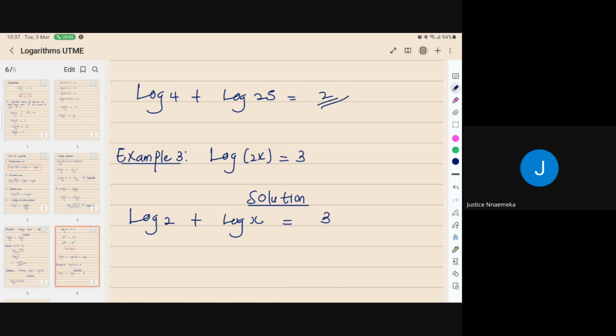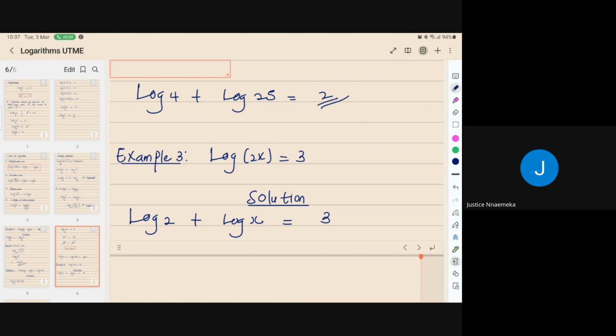All right. So now we have that log 2 plus log x. So when I simplify further, I said this is equal to 3. Now, the next thing we're going to do is to simplify further. So always observe if it is in the condensed form, we expand, right? So I've expanded it to log 2 plus log x, right?